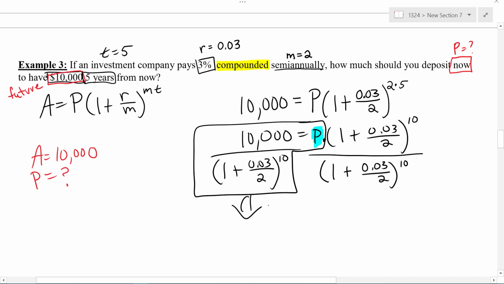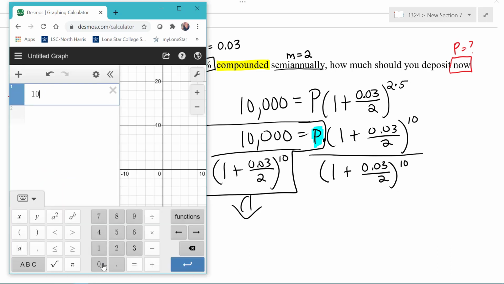Now I'm going to plug that into Desmos and see what that value actually gives us. Okay, so that's 10,000 divided by, I'm going to put my parentheses there, that's 1 plus 0.03, divide that by 2. We're going to come outside of the parentheses, make sure you stay at the bottom, hit the exponent button, and then I'm just going to put 10. So I get $8,616.67.